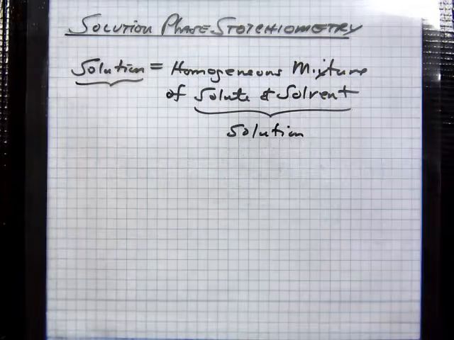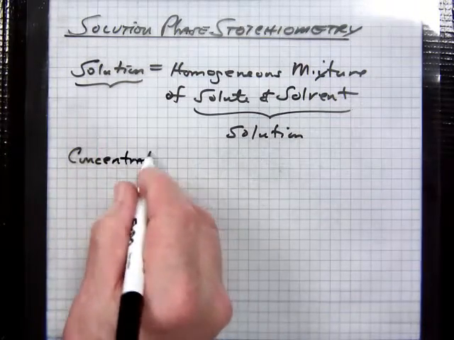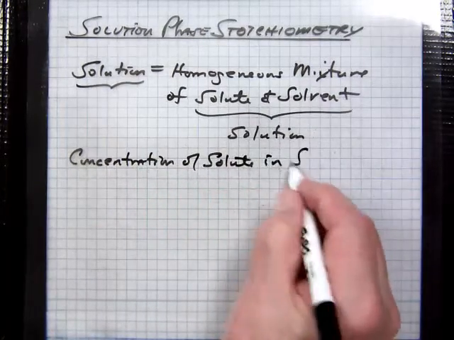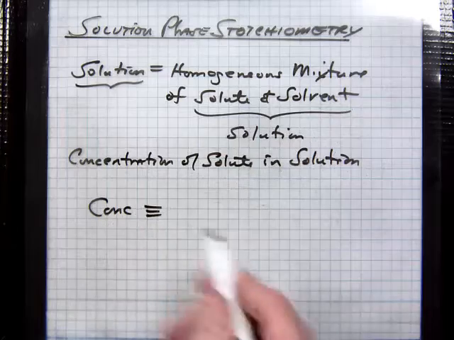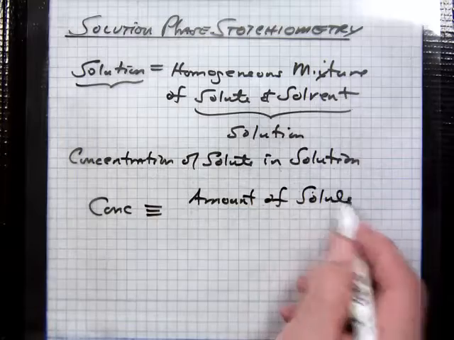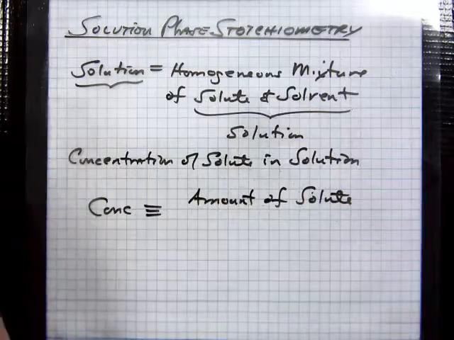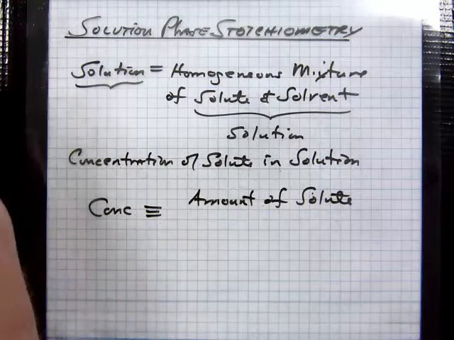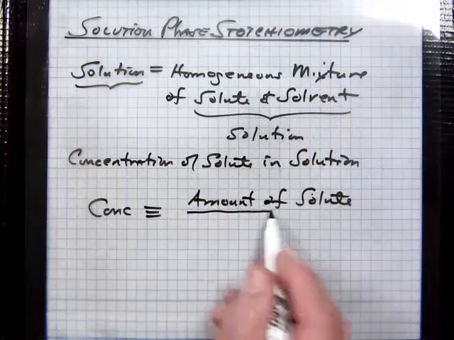Typically, solutions are expressed in concentration terms. Actually, it's the concentration of solute in solution. And concentration, therefore, is by definition amount of solute. That's the reagent, reactant, or whatever you're working with in the equation, like HCl plus NaOH. Well, HCl might be the solute, but HCl will be in a smaller quantity than, say, water, which is the solvent.